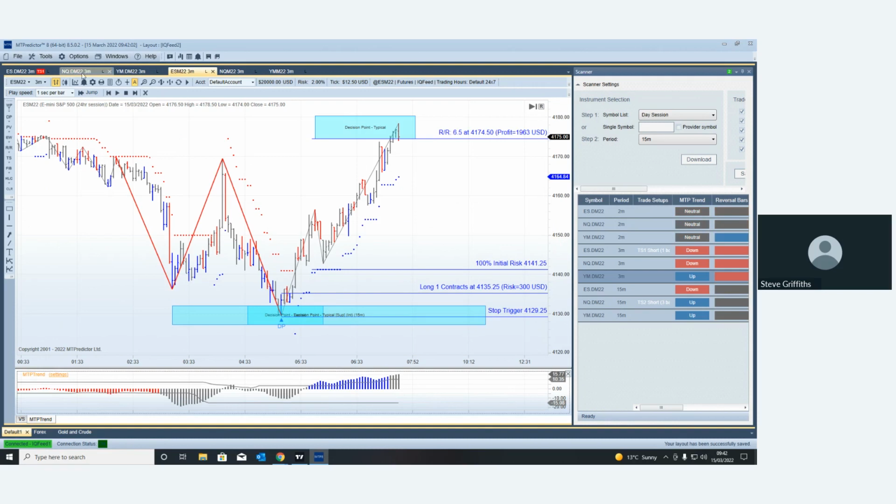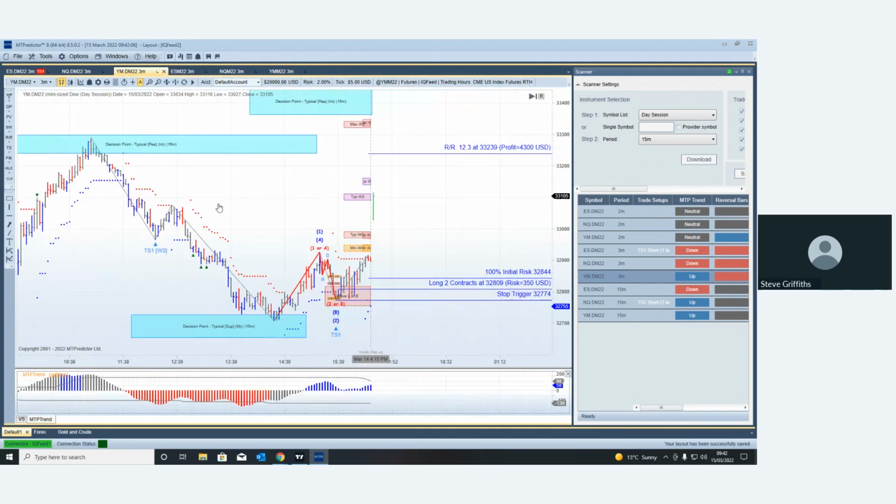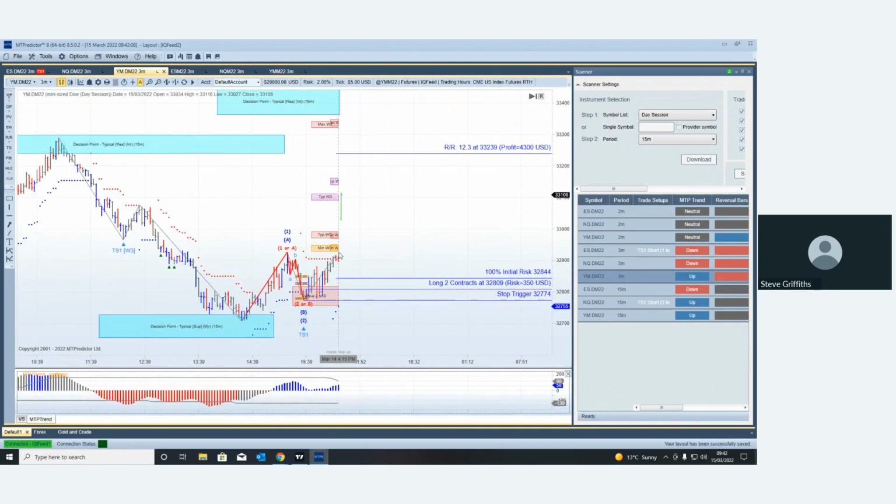So perhaps back in this YM example here, what you would have been doing is, when it reached its target, you then look to see whether it was strong or weak. In this case, it was weak. You can see it's less than the strength band. You look to come out at the shorter term target.